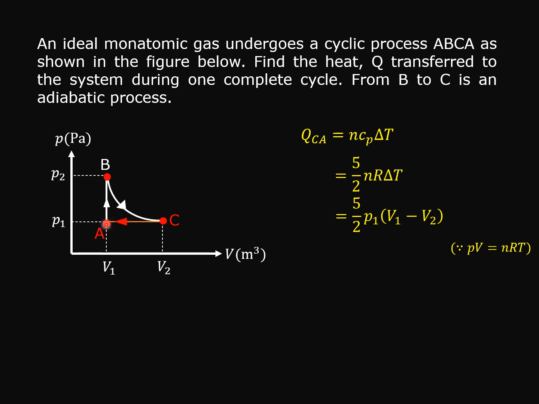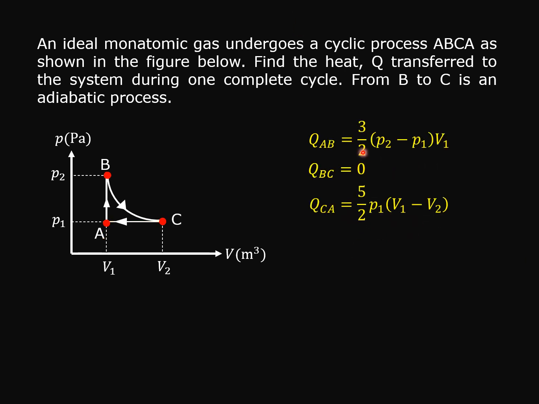V1 is the final volume. V2 is the initial volume. So we take V1 minus V2. So now this is the Q, the heat transfer when the state changes from C to A. We have this QCA equal to 5/2 P1 times V1 minus V2.